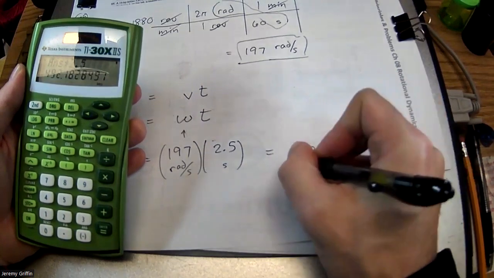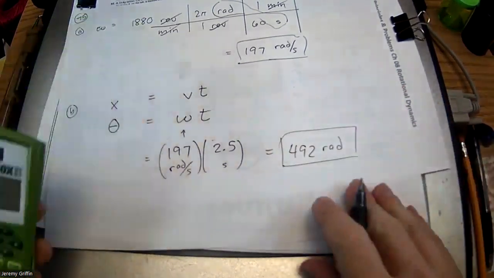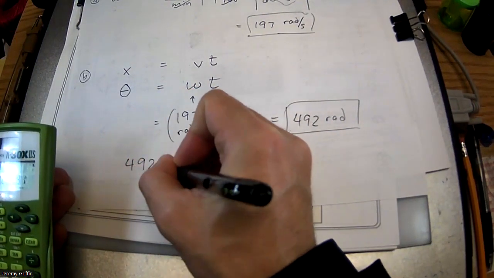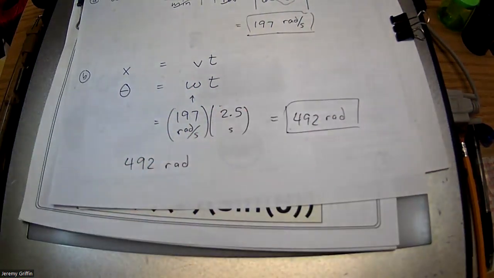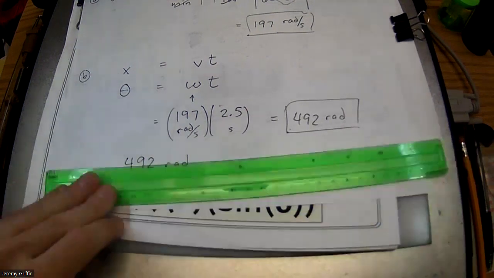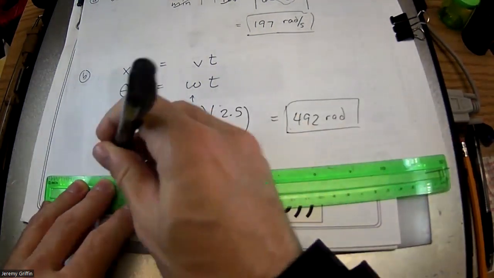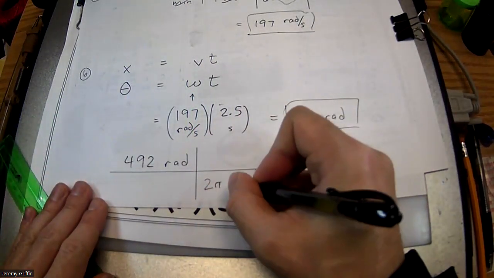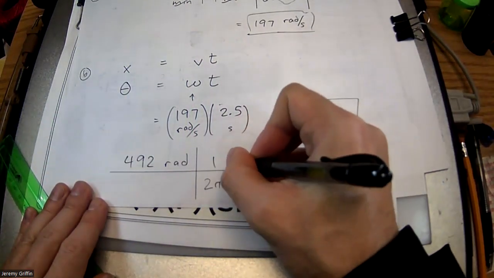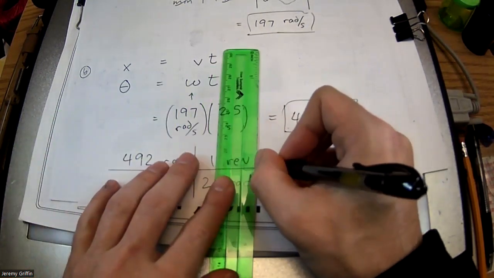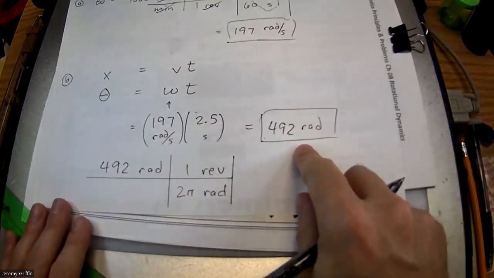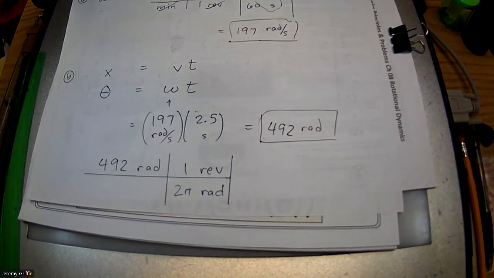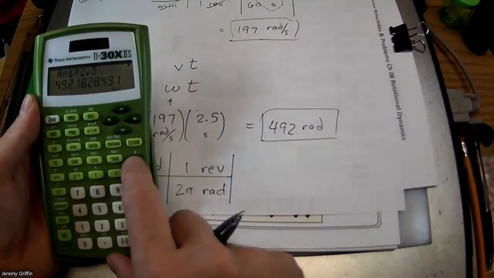Not that many radians? How many revolutions is that? I thought we were doing it in radians. Yeah, it could be that many radians, right?